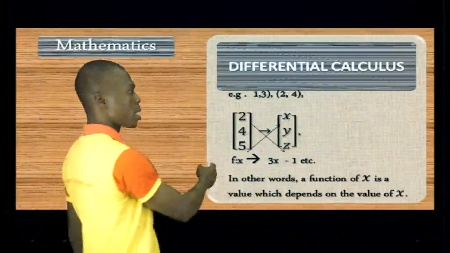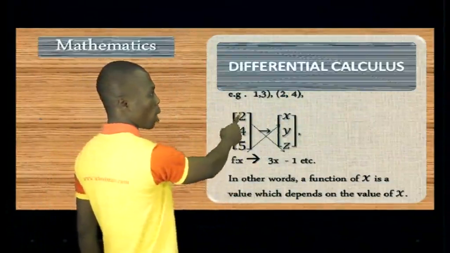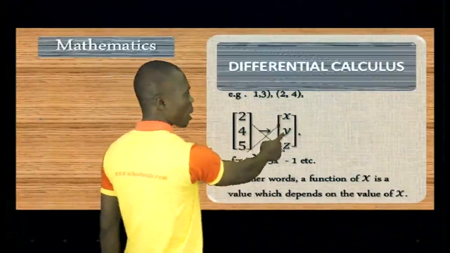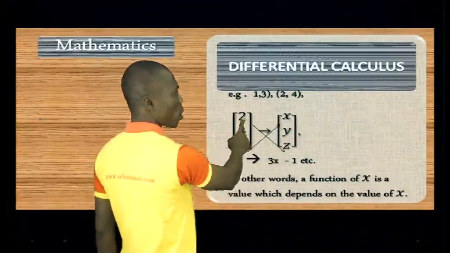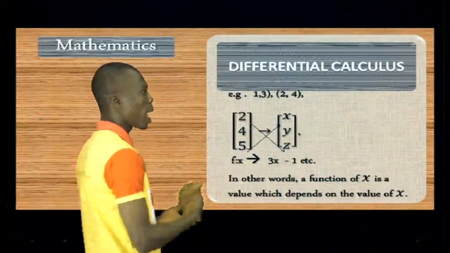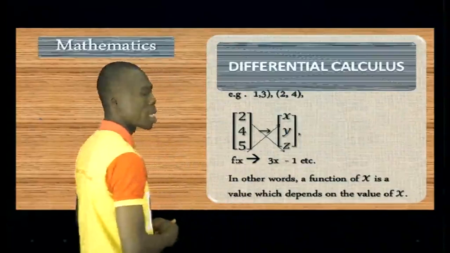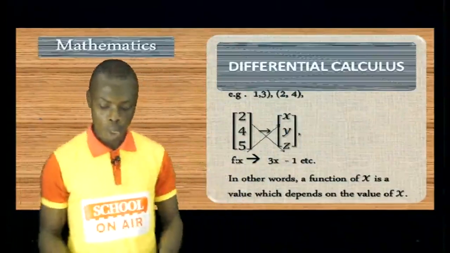We have another example here. This is like a column matrix or a column vector, 2, 4, 5. In this case, we have x, y, z, and you see the first component here being 2, the first component here being x. So we can have things like f such that f of x is equal to 3x minus 1, and so on. That's what a function generally is.